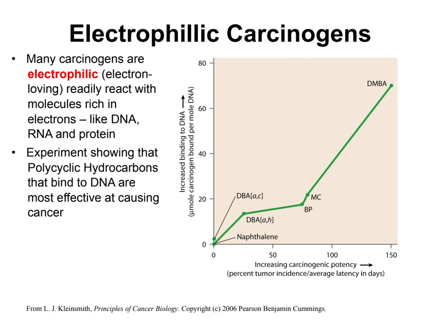So looking at various chemicals, this experiment is showing us that when we look at these chemicals and their ability to bind to and react with DNA, so here we have the increased ability to bind to DNA, and then here we have their level of carcinogenic potency. So their ability to bind to DNA and react with DNA directly correlates with their ability to act as a carcinogen.